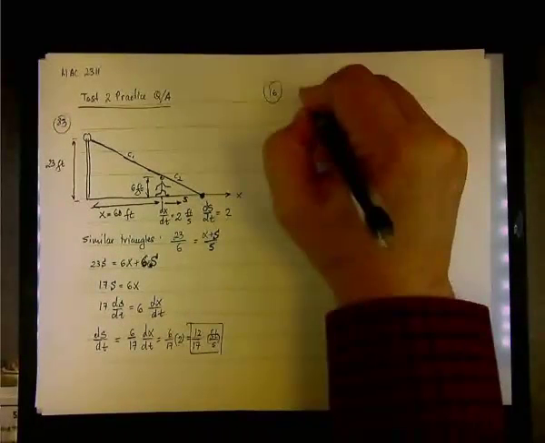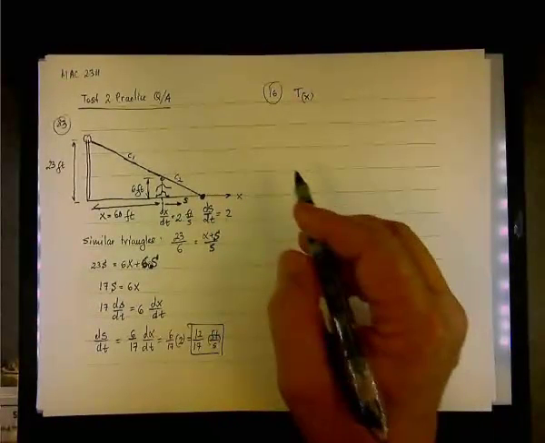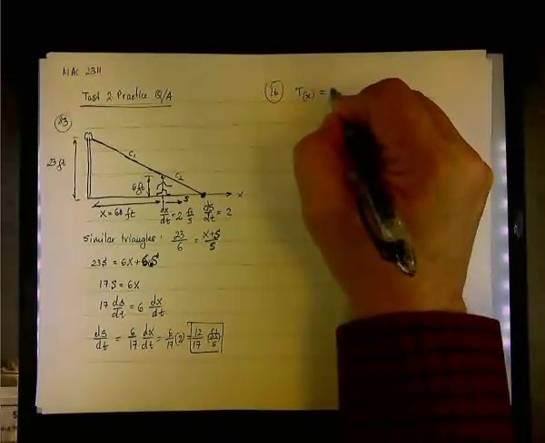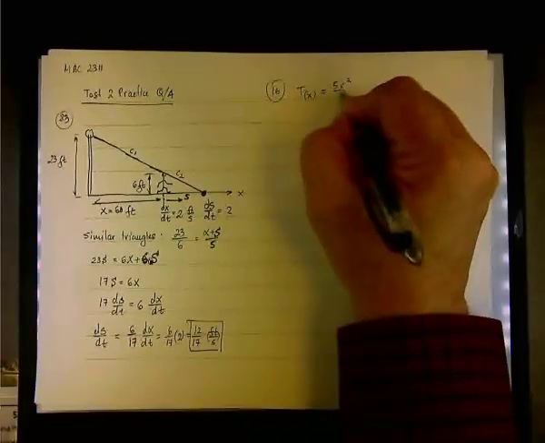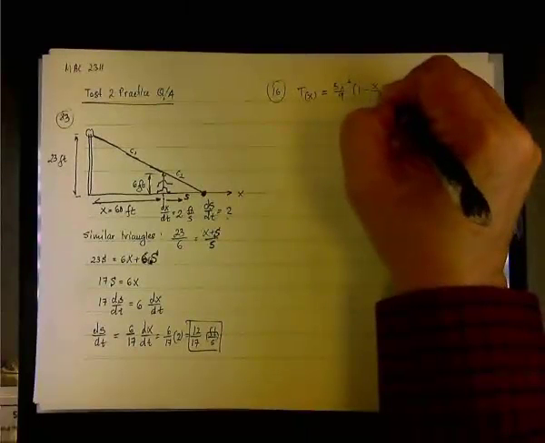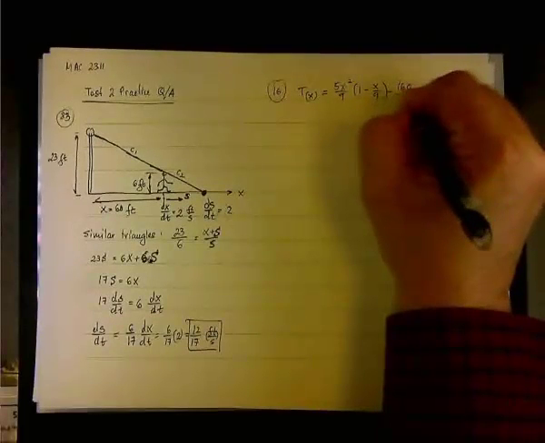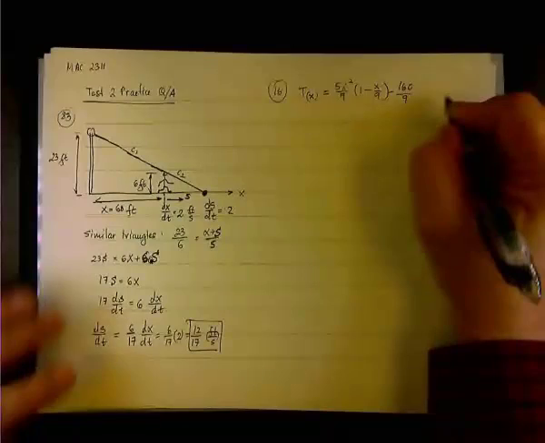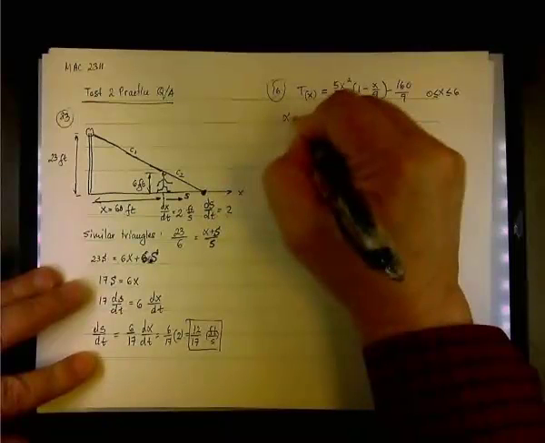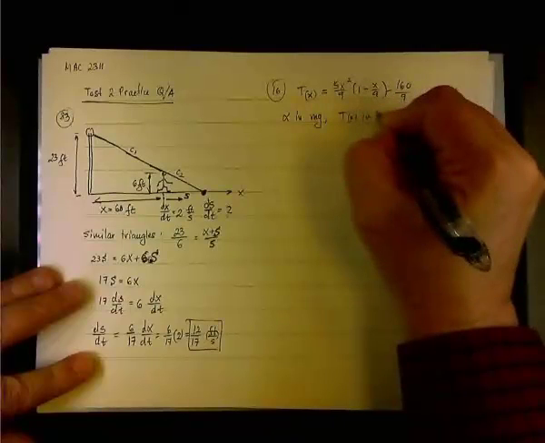So the function is the temperature, T, in terms of x in milligrams, is 5x squared over 9 times the quantity 1 minus x over 9, minus 160 over 9. And x is between 0 and 6 milligrams. So x is in milligrams and T is in Celsius.